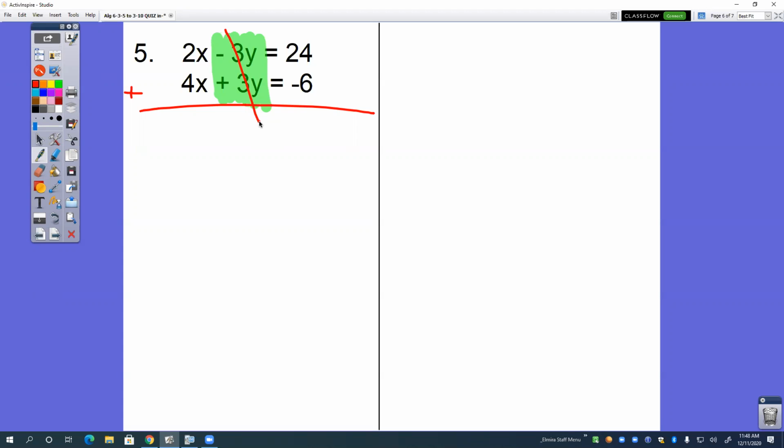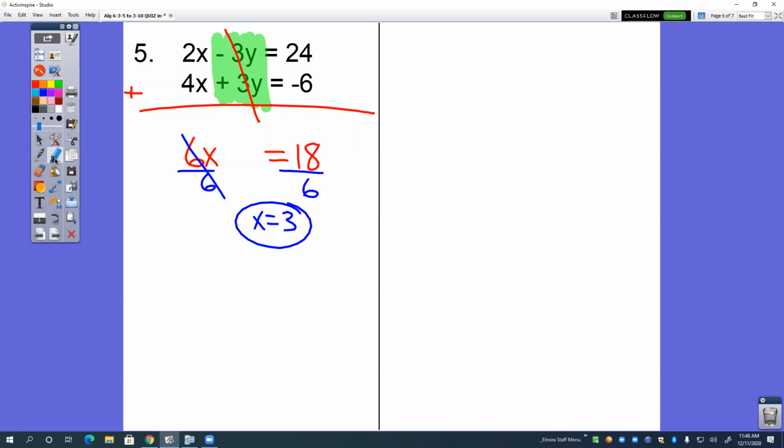So when we add going down, these y's cancel out. 2x plus 4x is 6x. Bring down my equal sign. 24 plus negative 6 is 18. All that you're left with here is a one-step equation. Divide by 6, divide by 6. You get one of your two answers right away, x equals 3.